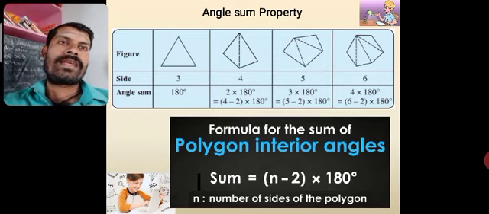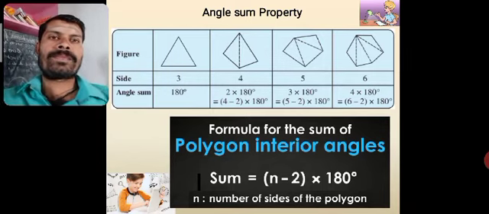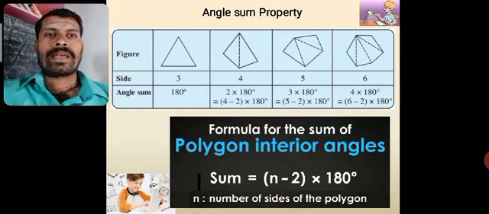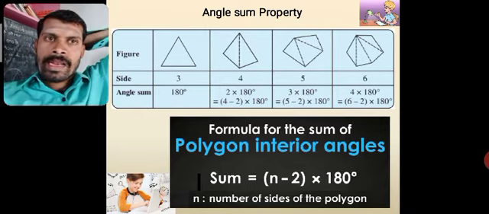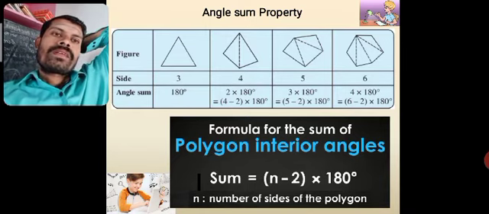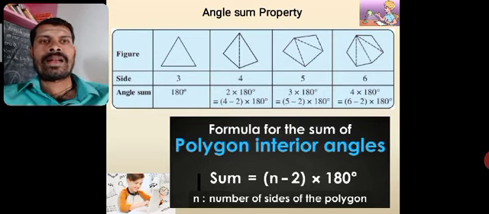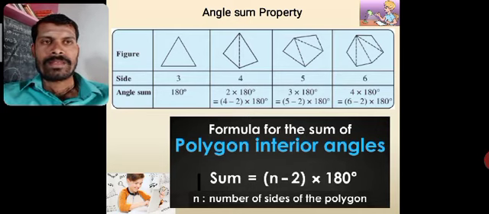Now you see this angle sum property. To understand this angle sum property, just observe the first figure. It's a triangle. It has three sides, of course. The sum of the interior angles of a triangle is 180 degrees, we know. So consider the next figure. It is a quadrilateral. Forget the diagonal first. It has four sides.